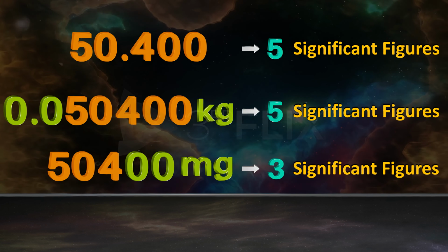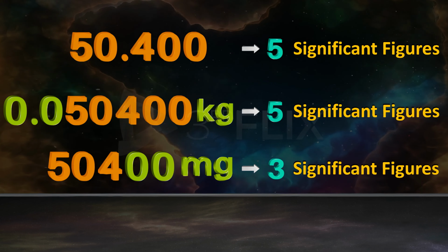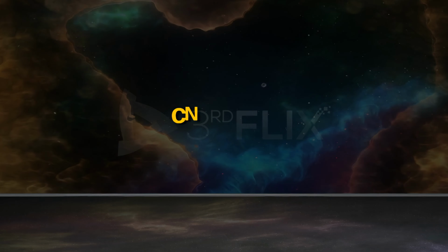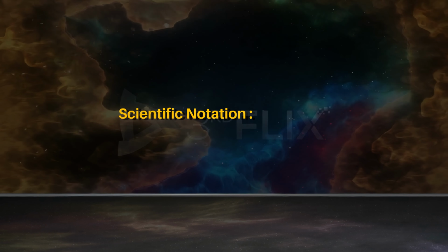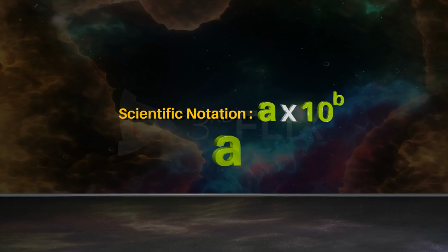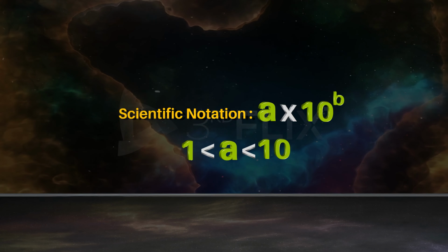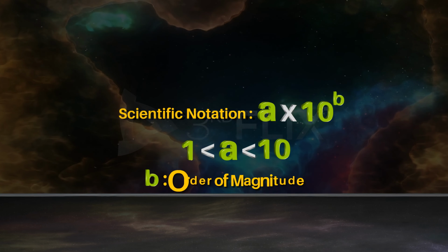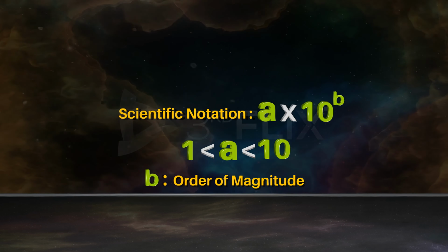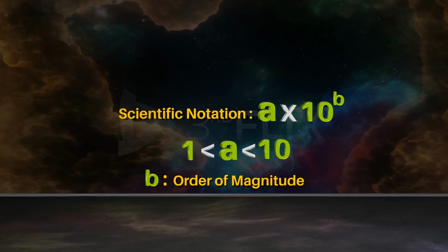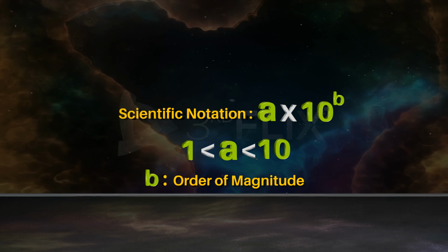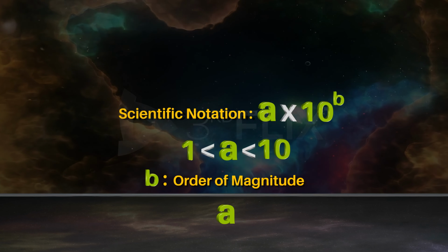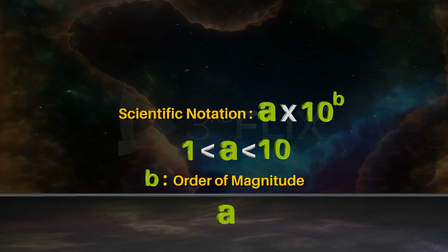To remove ambiguities in determining the significant figures, scientific notation is a better way of reporting the measurements. Scientific notation is expressed as A times 10 to the power B, where A is a number between 1 and 10 and B is an exponent or power of 10, also called the order of magnitude. The exponent is irrelevant to the determination of significant figures, and the number of significant figures in A becomes the number of significant figures in the measured value.